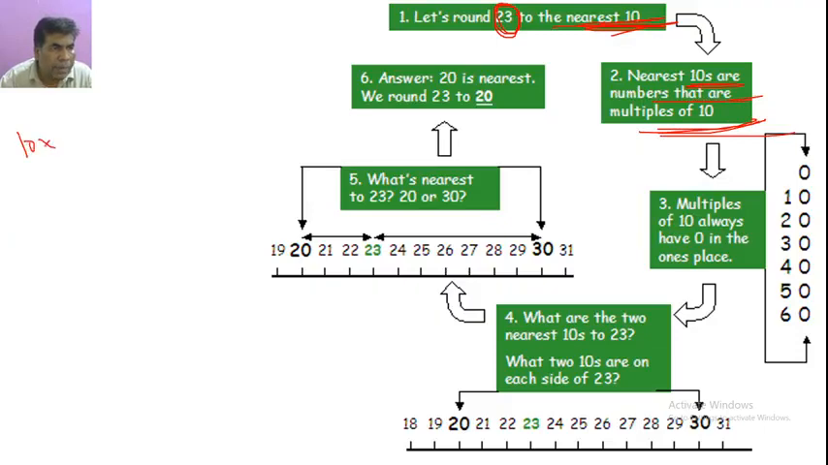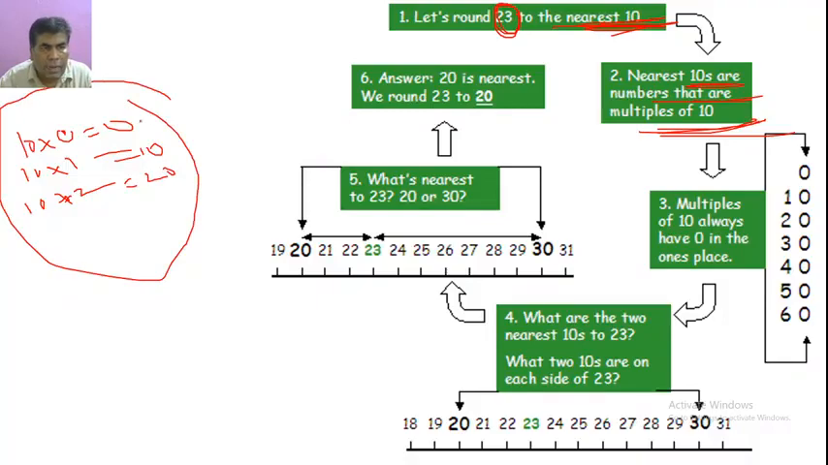You might be knowing the 10 table. 10 zeros are 0. 10 ones are 10. 10 twos are 20. Like this, in the 10 table, whatever numbers you come across on the right hand side, like 0, 10, 20, 30, 40, 50, 60, all these numbers are multiples of 10. So what is the similarity here? All the multiples have 0 in the ones place.